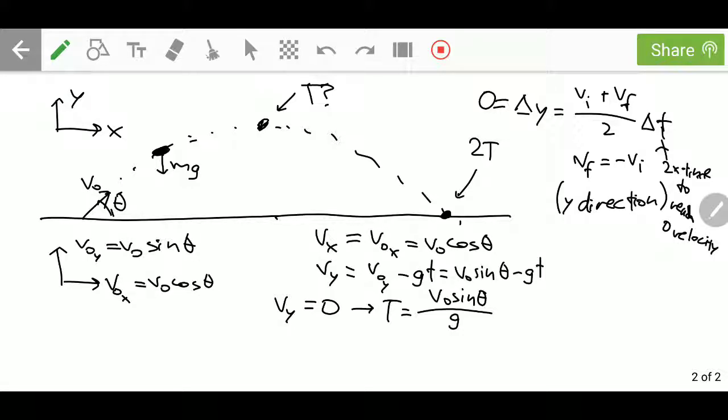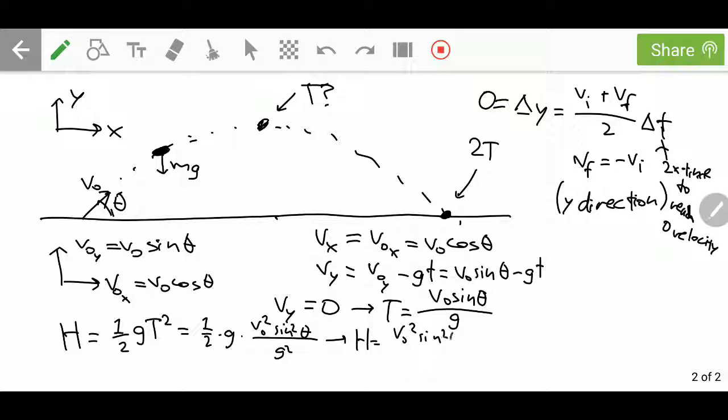So with that being said, we can now compute the height h. The height h will be 1/2 times the acceleration in the y direction g times T squared, and that will be 1/2 times g times v naught squared sine squared theta over g squared, and so we get h equals v naught squared sine squared theta over 2g.